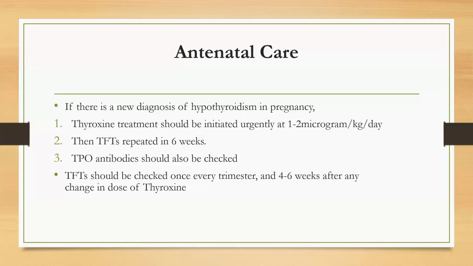So in the first trimester, it's very important to have the optimum thyroxine in the mother so that fetal brain development will not be affected. So thyroxine treatment should be initiated urgently at 1 to 2 microgram per kg per day. Then TFT is repeated in 6 weeks. Thyroid peroxidase antibodies should also be checked.